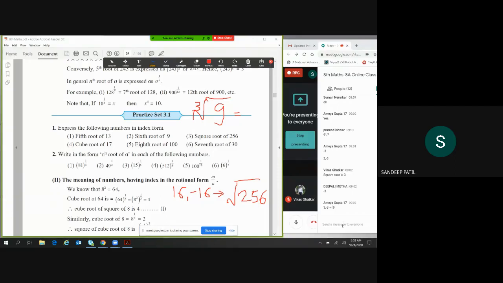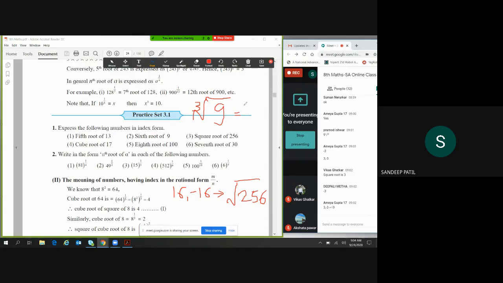People are not writing their answer in the chat box. Please try to, whatever the answer, no one is going to punish you or anything, right? You can write in the chat box. If that is wrong, I will tell you, I'm here for you guys. So don't worry about wrong or right answer. Please write in the chat box. What is the answer for cube root of 9?